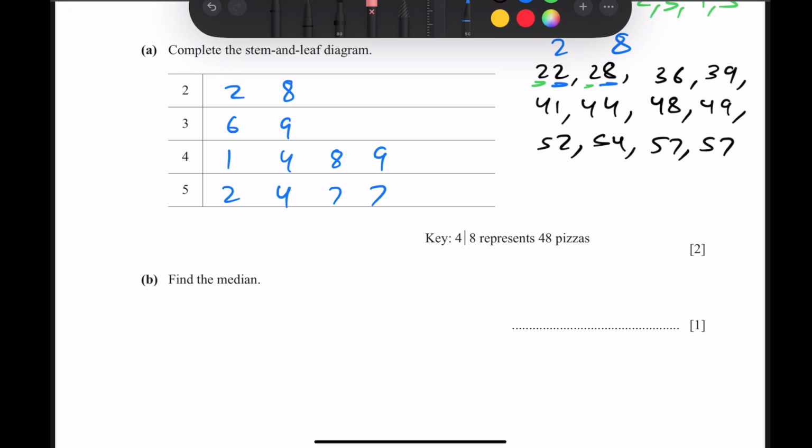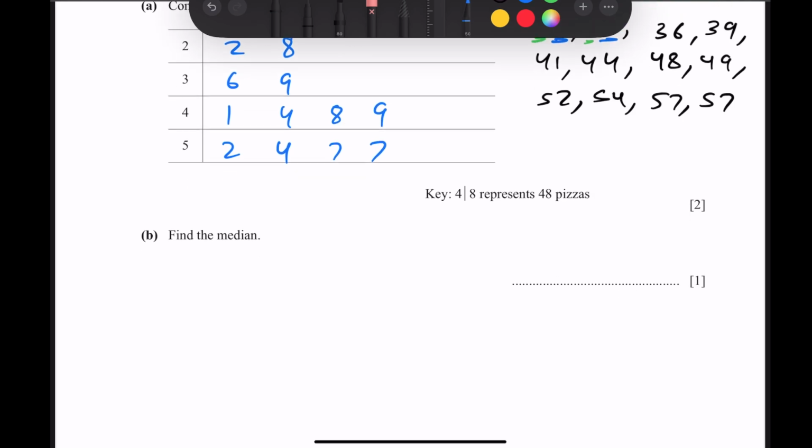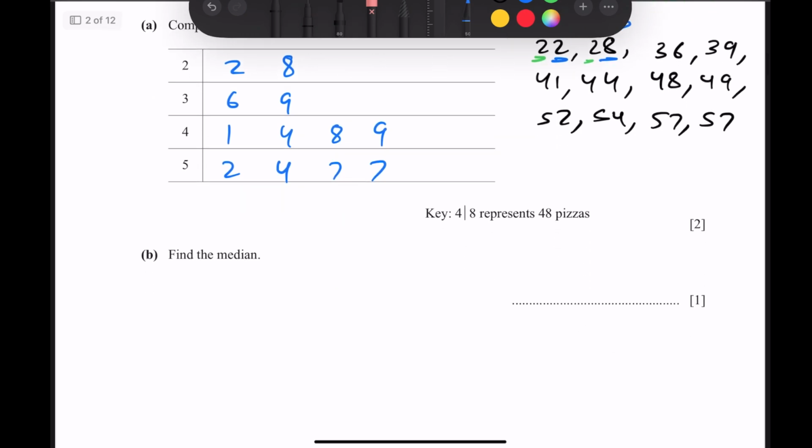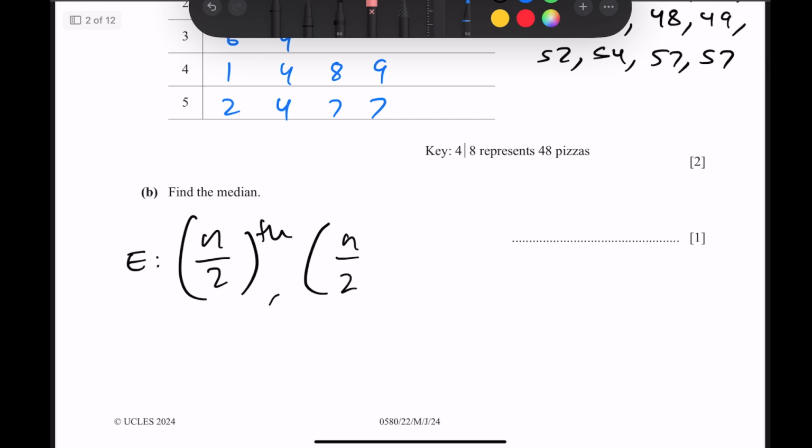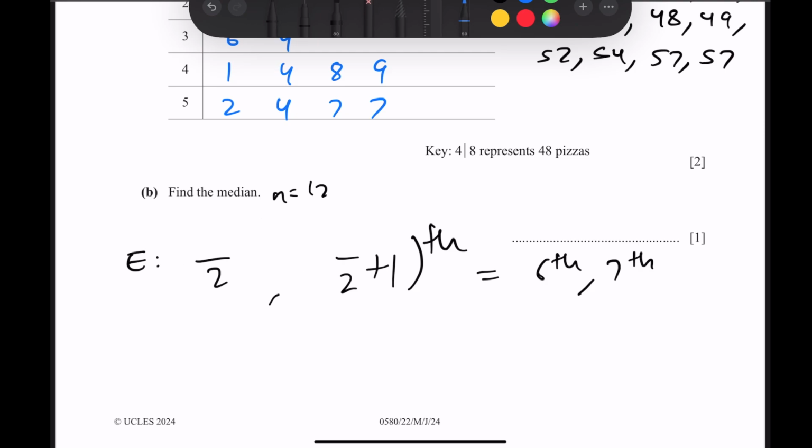Question B says to find the median. For this, we have to check the number of elements that are there. In this case, since there's 12, this means that there's an even number of elements. So for an even number, there are not one but two numbers that contribute to the median. That's the n divided by 2 position number, and the n divided by 2 plus 1 position number. Since n is 12 in this case, the 6th and 7th position numbers both contribute to the median, since the average of these two numbers is what the median is.